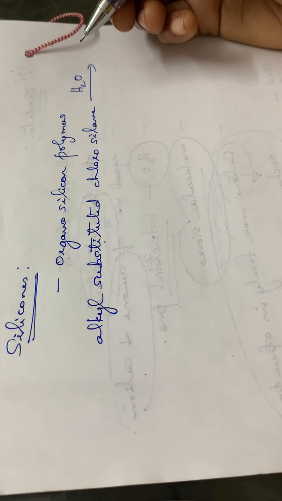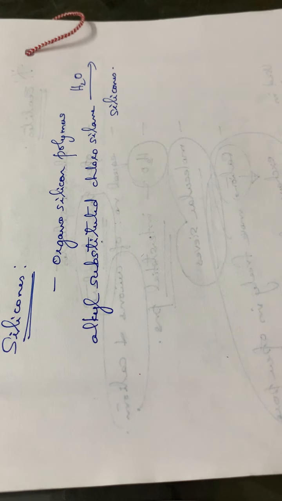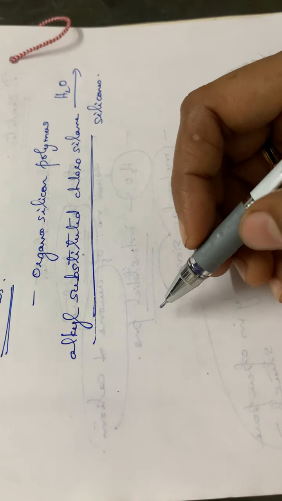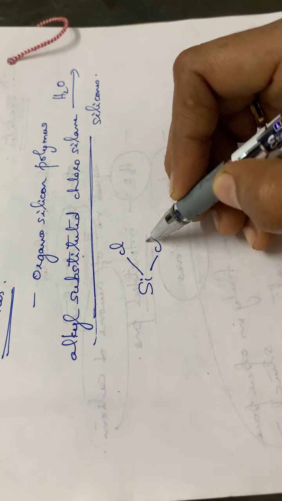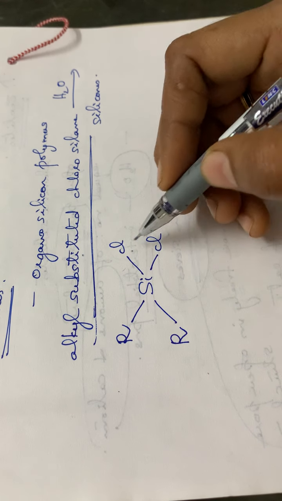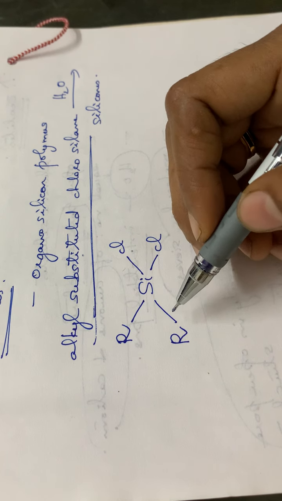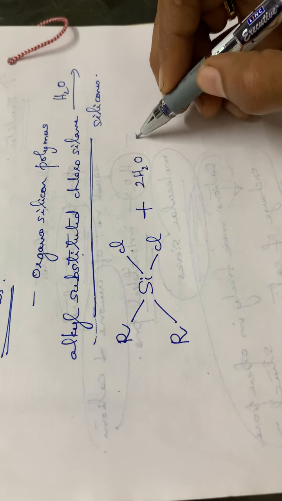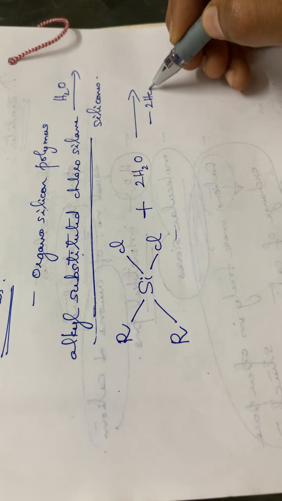That is, when it is treated with water, the long chain polymers, or silicones, are obtained. This is how we prepare silicones, from an alkyl substituted chlorosilane. Silane means SiCl4. Here alkyl substituted chlorosilane means two valencies are occupied by two alkyl groups, and the other two are chloro substituted. So dialkyl dichlorosilane on hydrolysis, plus 2H2O, eliminates two molecules of HCl.